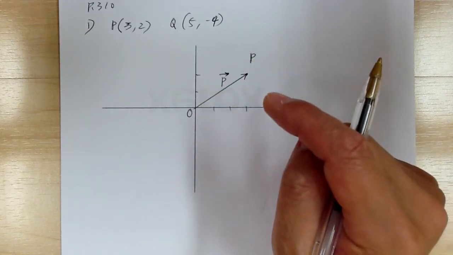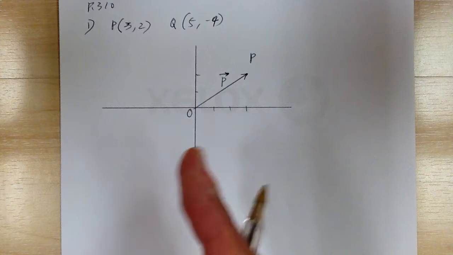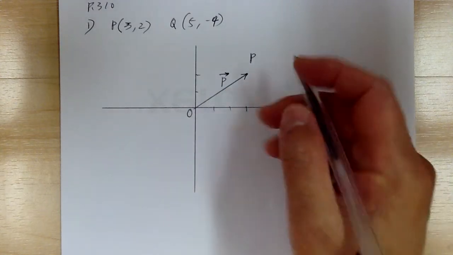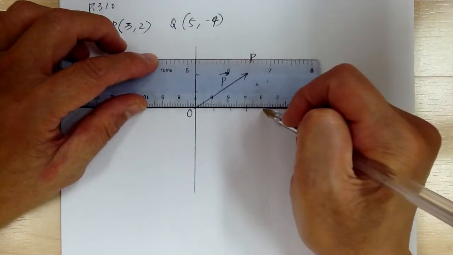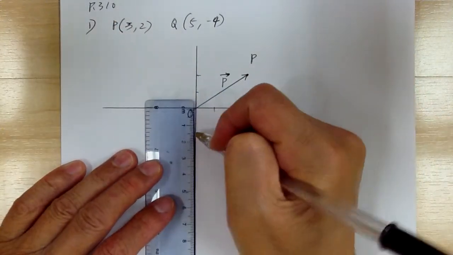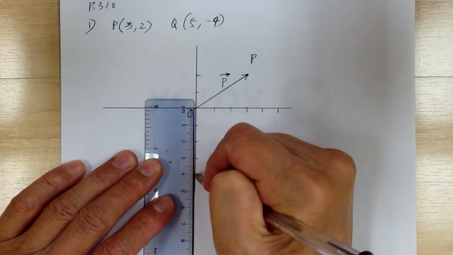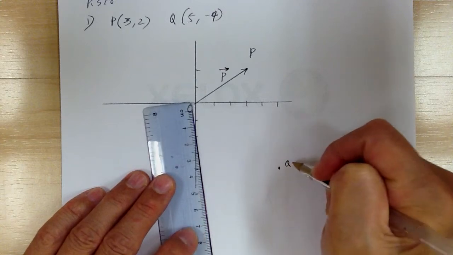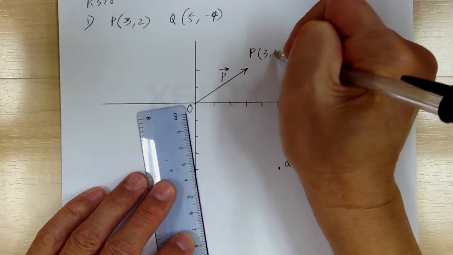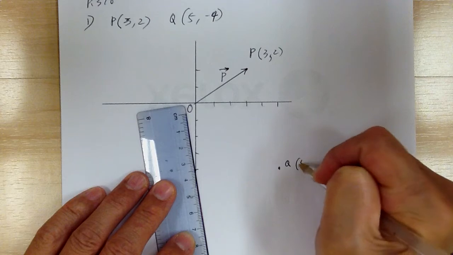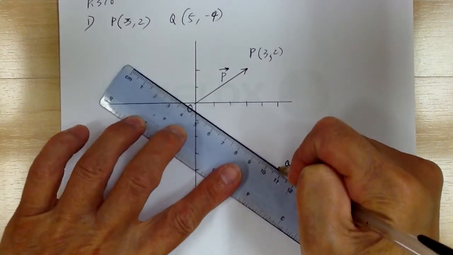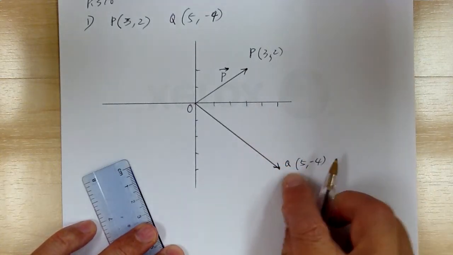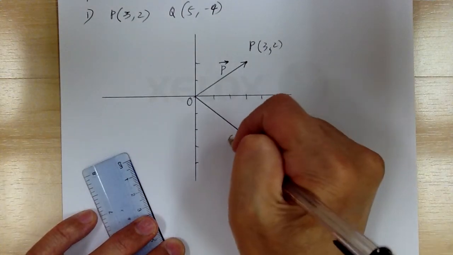So that's the first part, and then you want to draw, again, you read through and make sure you do every part. So that's a vector P, and then next you have to draw the vector Q. So it'd be 5, negative 4. So this is point Q. So point P is 3, 2. Point Q is 5, negative 4. And when you draw the arrow, make sure you do not go over the dot. Okay? And so this is vector Q.